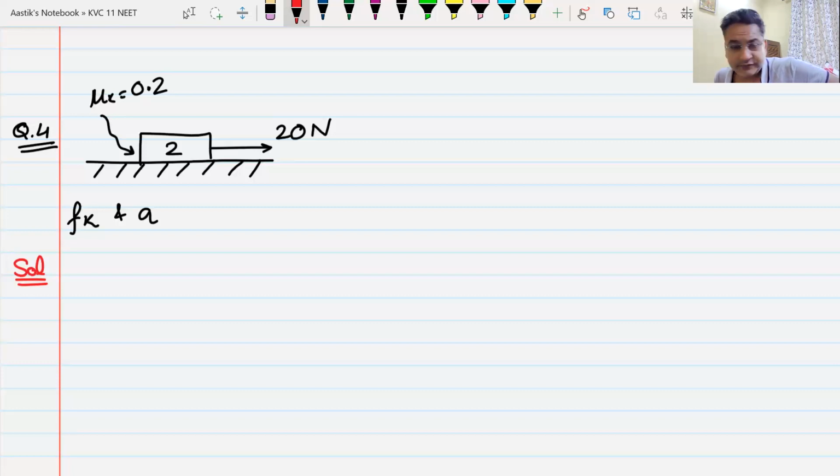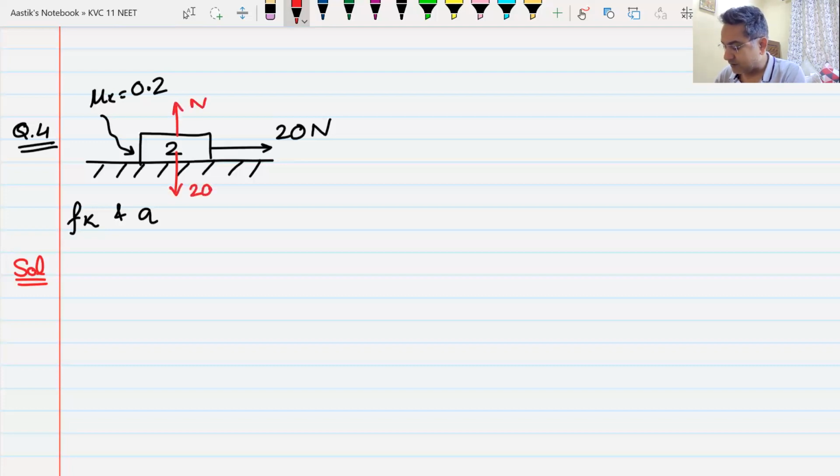F is equal to 4 newtons. What about the acceleration? 8 meter per second square. That is absolutely correct. Well done. Congratulations. This is 20 newtons.